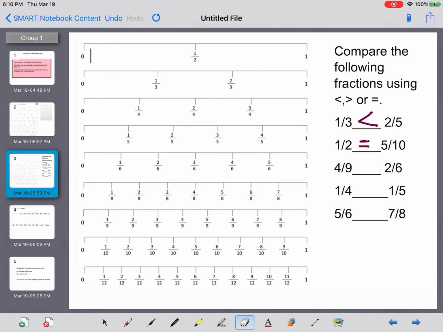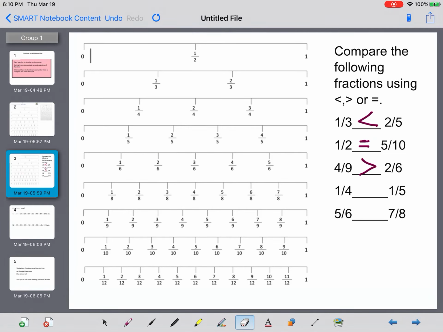All right, next we're comparing 4/9 to 2/6. Also said as 4/9 compared to 2/6. Okay, so 4/9 is right here, and 2/6 is right here. So with that one, we can pretty easily see that 2/6 is less, and so we're going to say 4/9 is greater than 2/6.